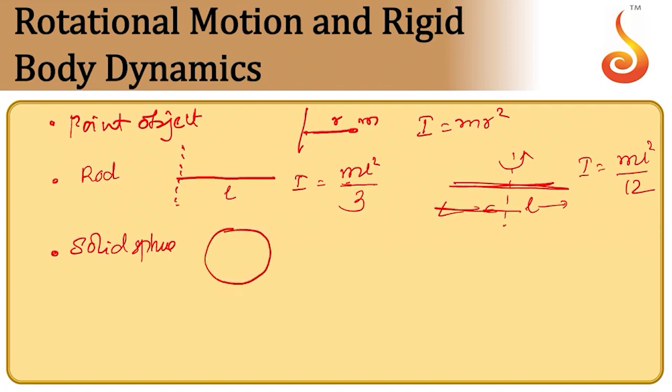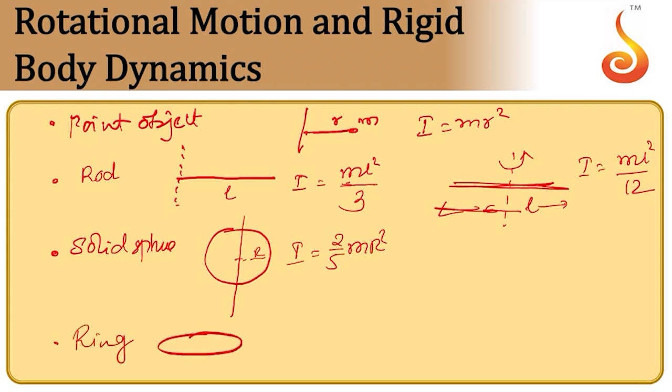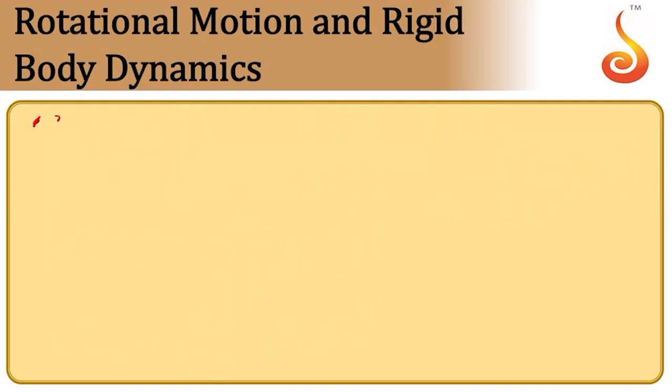Solid sphere, about this diameter, the moment of inertia is 2 by 5 mr square. R is the radius. Ring, about this axis, the moment of inertia is mr square. Disk, about this axis, the moment of inertia is mr square divided by 2.